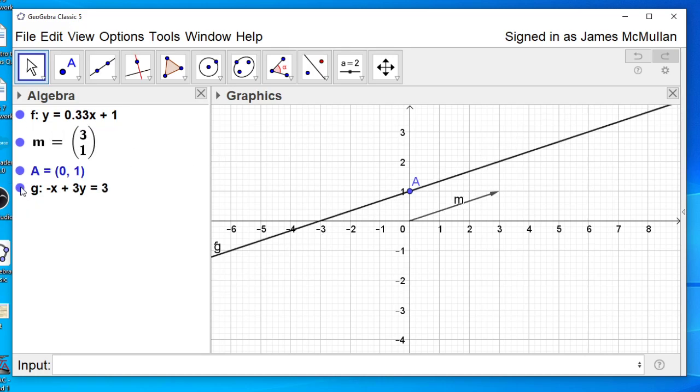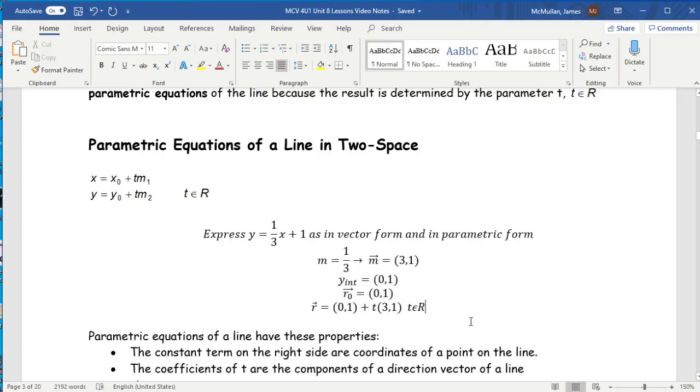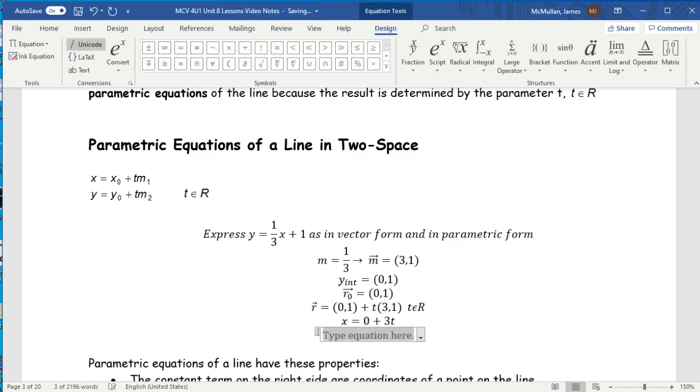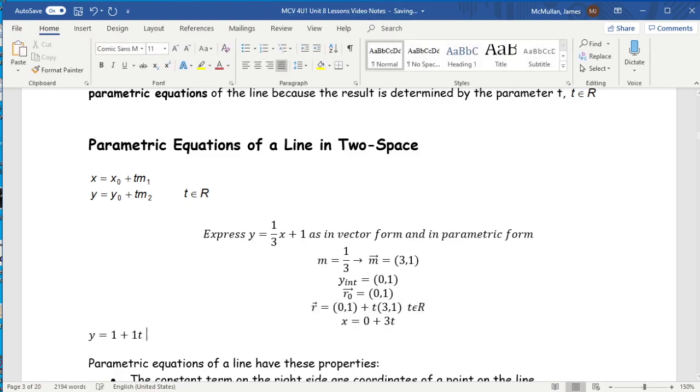There, okay. And now you can see the line that we wrote in normal form, like mx plus b, and the line I wrote in vector form are the same. Now, in parametric form, this is really easy. You just look at all the x coordinates, 0 plus 3t, and all the y coordinates, 1 plus 1t. And again, you should say t is an element of real numbers after this. Okay, and that's it. That's the vector and parametric equation of a line.